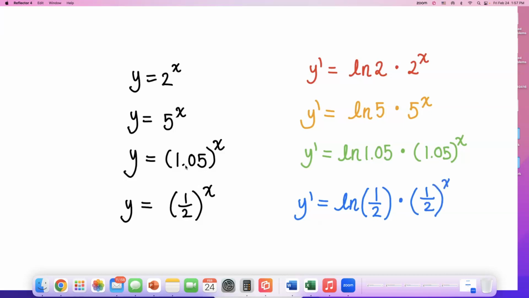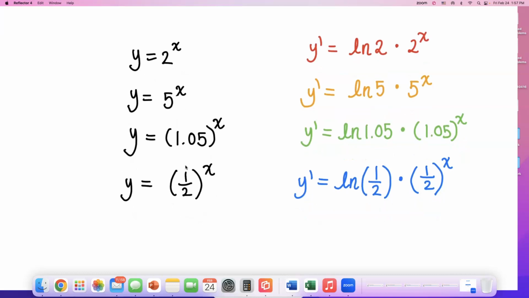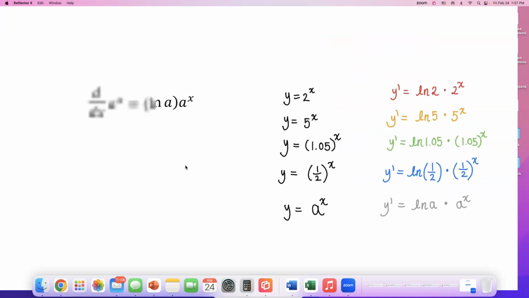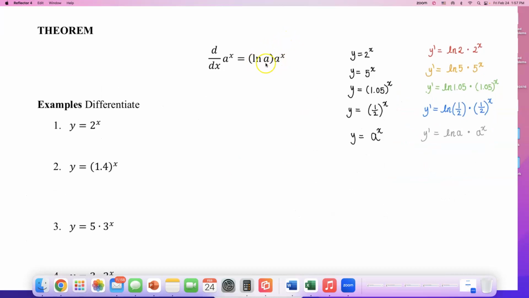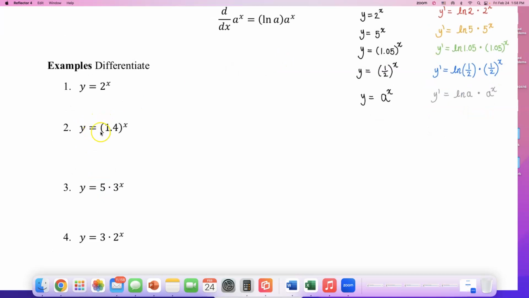So if I come up with the general rule over here, if you have y equals some number a to the x power, its derivative is going to be natural log of a times that original function. That is theorem A, or this nameless theorem that we are using for these 4 problems. Let me show you how to do these 4 problems.